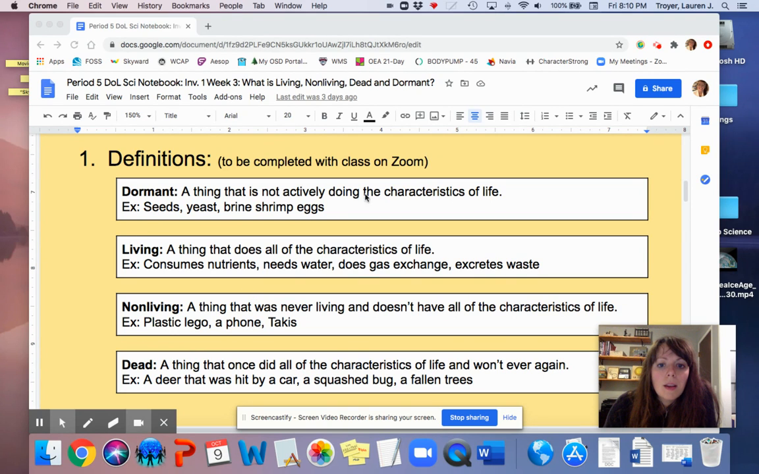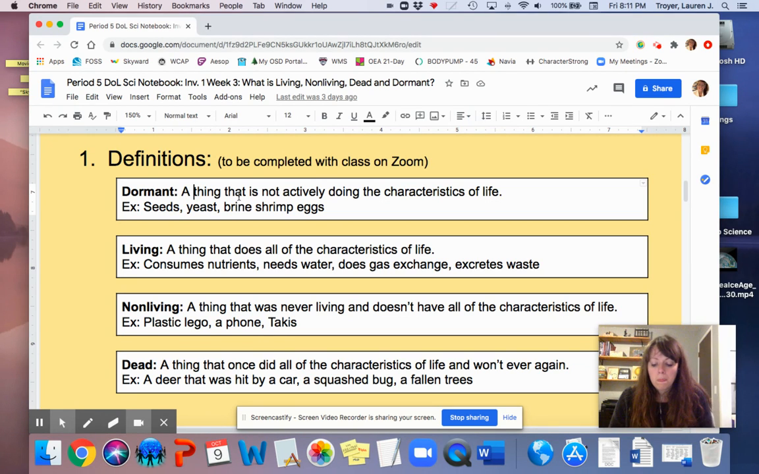Dormant: a thing that's not actively doing the characteristics of life, like a seed, yeast, or brine shrimp eggs. This thing might look dead, or it might look like a non-living substance, but it's actually just dormant and it's considered a living thing. A living thing is a thing that does all of the characteristics of life at some point in its life cycle. So it consumes nutrients, it needs water, it does gas exchange, it excretes waste.